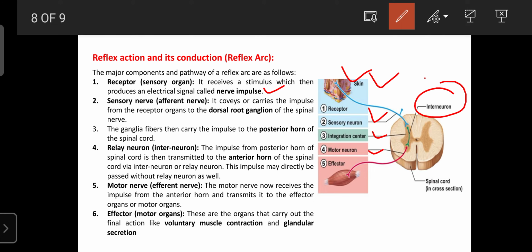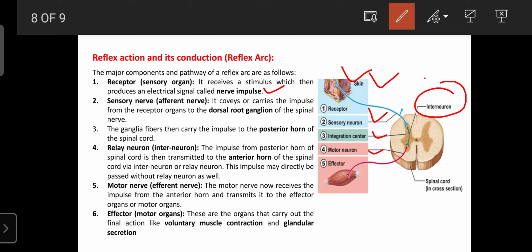Its function is to convey the stimulus in the form of nerve impulses towards the integration center or interneuron. The third component is the integration center. It receives the message from the sensory neuron and finds the solution. What can it do? If you are in the class, the answer is created: sir is in the class, the class is going on very well.